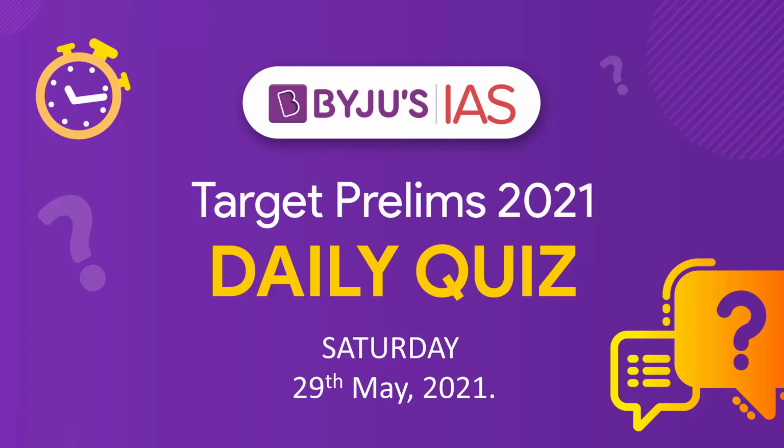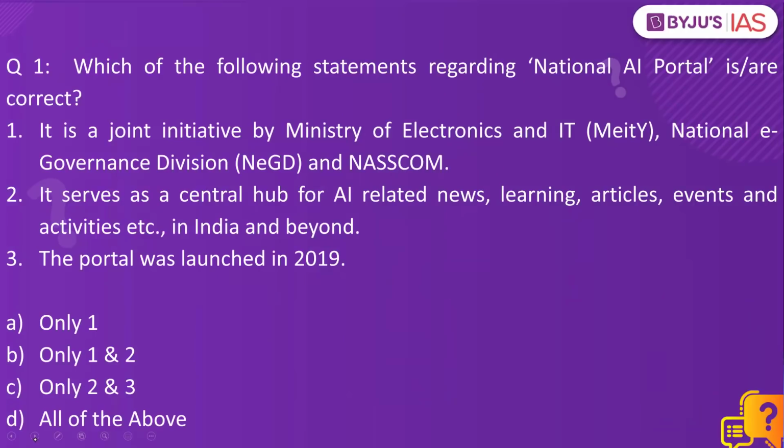Let's get started with our daily quiz and look at question number 1. Which of the following statements regarding National AI Portal is or are correct? Number 1, it is a joint initiative by the Ministry of Electronics and Information Technology, National E-Governance Division and NASSCOM. Number 2, it serves as a central hub for AI-related news, learning, articles, events and activities, etc. in India as well as beyond. Number 3, the portal was launched in the year 2019.